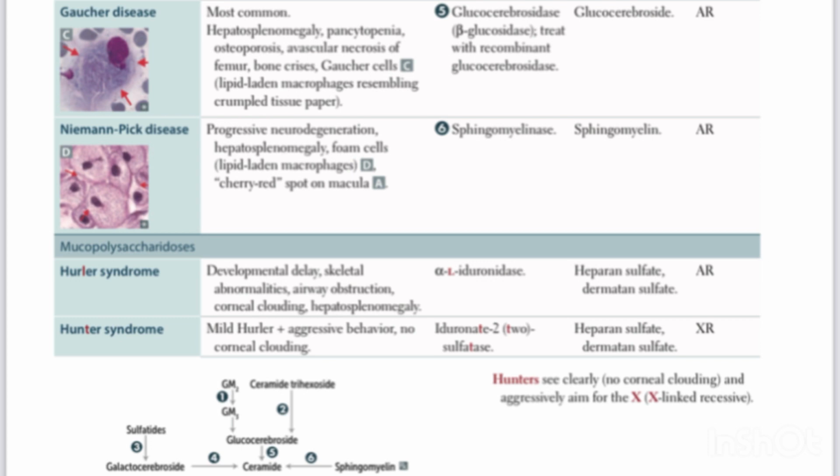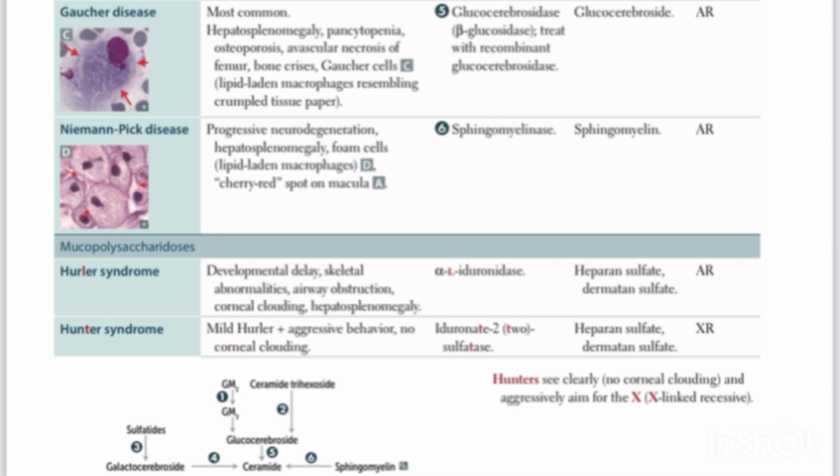Next, mucopolysaccharidosis. In mucopolysaccharidosis, first Hurler's syndrome, then Hunter's syndrome. Hurler's: developmental delay, skeletal abnormalities, airway obstruction, corneal clouding, and hepatosplenomegaly. Corneal clouding is present in Hurler's syndrome, whereas it is absent in Hunter's syndrome. Enzyme deficient in Hurler's syndrome is alpha L-iduronidase. Substrate accumulation is heparan sulfate and dermatan sulfate. Autosomal recessive inheritance.